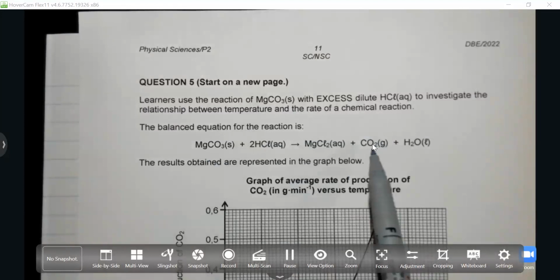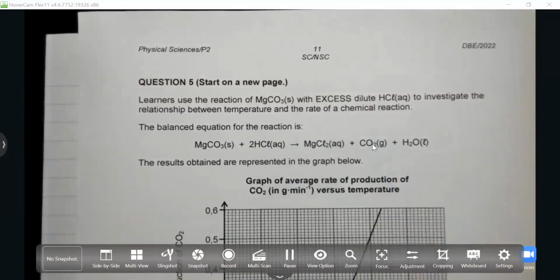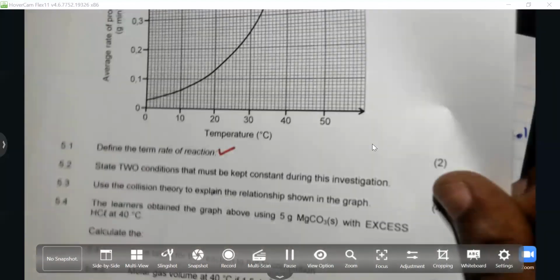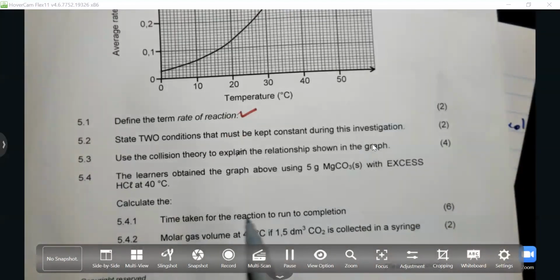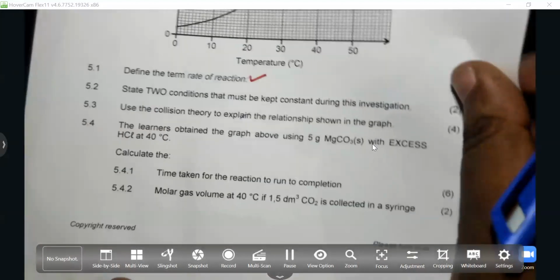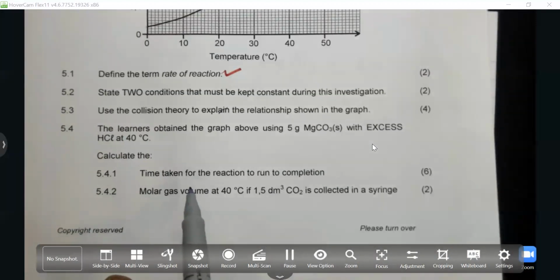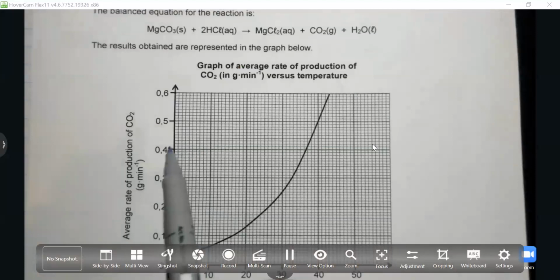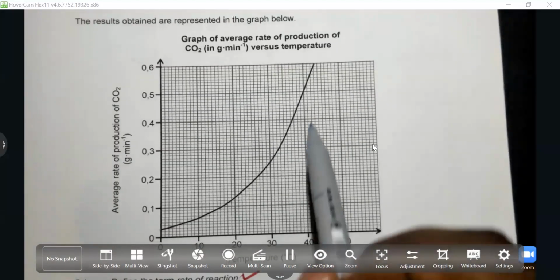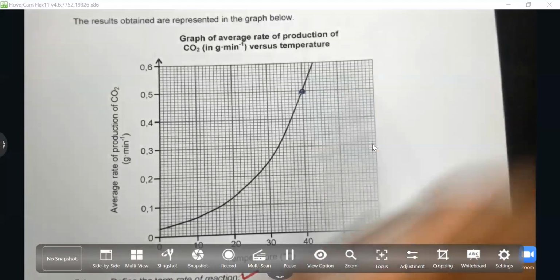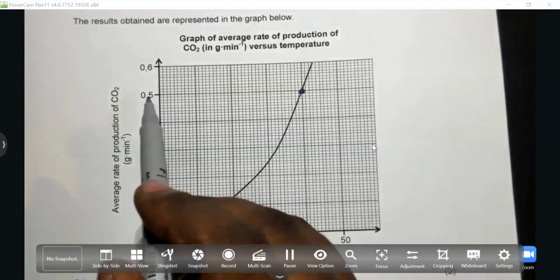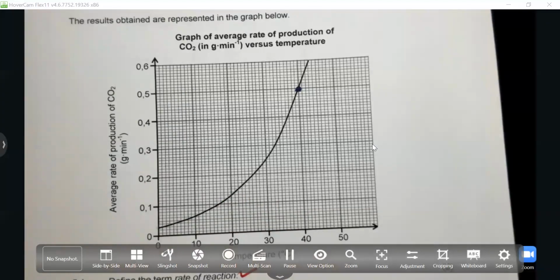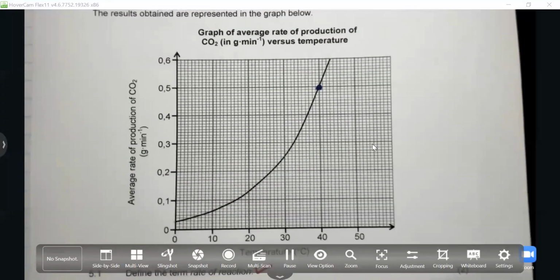So I can get the number of moles of CO2. Okay, remember, the question is asking the time taken for the reaction to run to completion at 40 degrees Celsius over there. And for the reaction at 40 degrees Celsius, at this point here, we formed about 0.5 grams per minute of CO2. Okay, but we're not there yet. We'll get there just now.